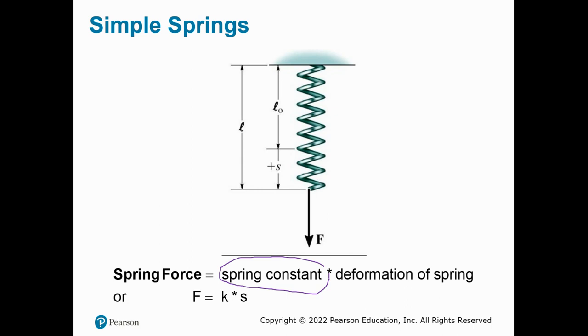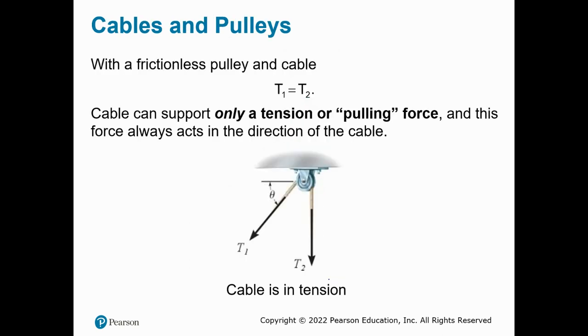Okay, spring constant multiplied by how much the spring is being deformed, depending on 1 inch, 2 inches, or 3 meters, etc. So how much deformation are we talking about? That also affects how much spring force we have. Spring force depends on the spring constant, and it also depends on the deformation of the spring. So F equals K times S.